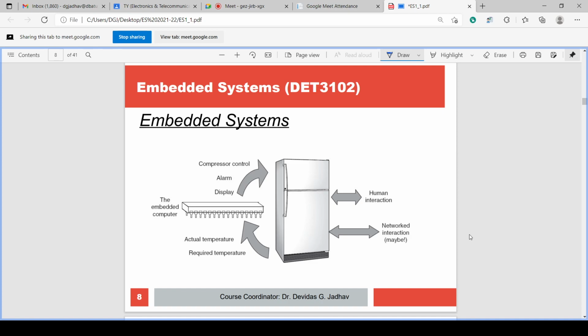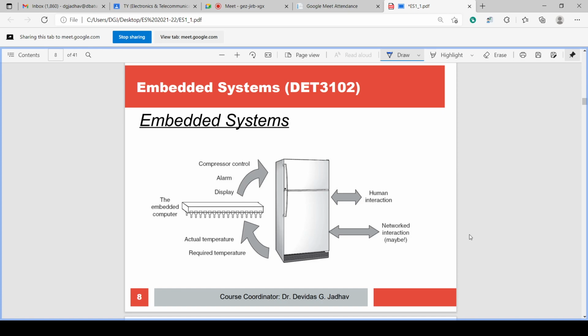The actual temperature and the required temperature can be sensed and given. Human interactions are possible with the system, and networking interactions are possible. Human interaction means there is a keyboard on the refrigerator and you can set the temperature and so on. And network interaction is also possible. What do you mean by network interaction? It is connected to a network. It becomes IoT, the Internet of Things.